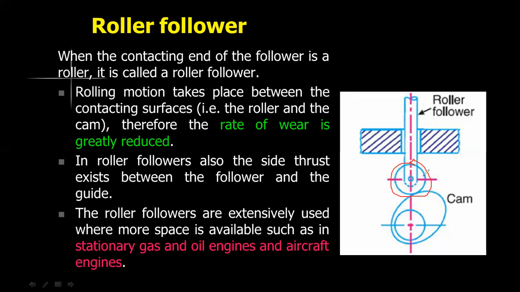Whenever the cam rotates, at one end of the follower we have the roller, so the roller will rotate and simultaneously the follower will also reciprocate. Because of the rolling action, the rate of wear is greatly reduced. In roller followers also, side thrust exists between the follower and the guide. Here also side thrust exists, but it is not as much as in the knife edge follower. The roller followers are extensively used where more space is available, such as in stationary gas and oil engines and aircraft engines.